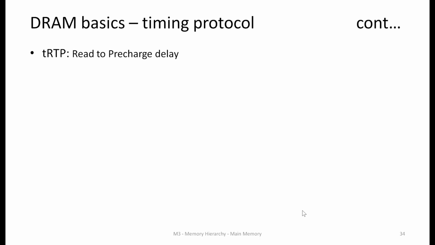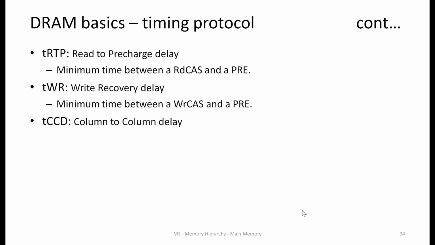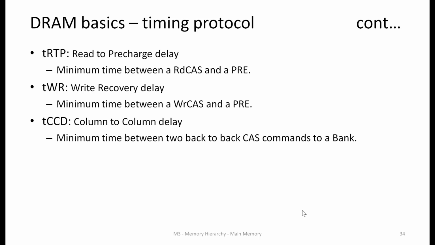Apart from the timings we have seen so far, we have few other additional timing constraints. We have TRTP, which is read to precharge delay. This is the minimum time we need to wait between a read cache and a write cache. TWR is the write recovery delay. This is the minimum time we need to wait to issue a precharge after we have issued a write cache. TCCD is column to column delay. This is the minimum time we need to wait to issue two back-to-back cache commands to the bank.